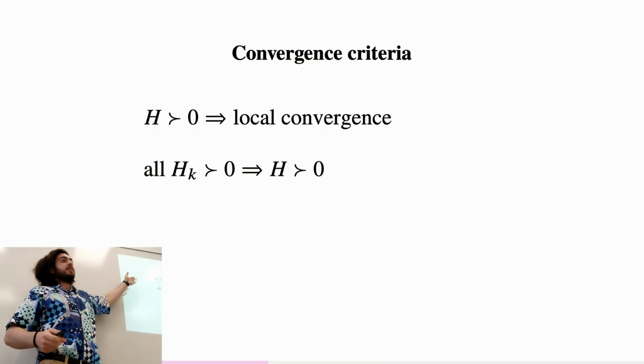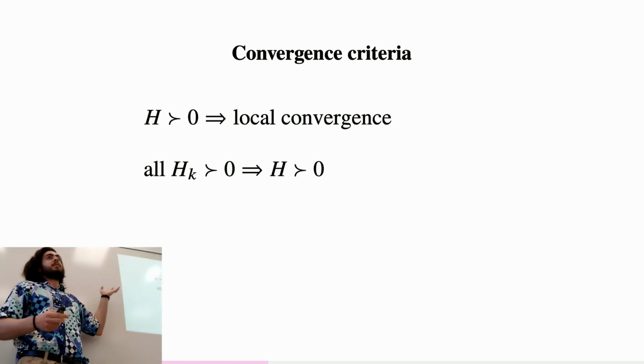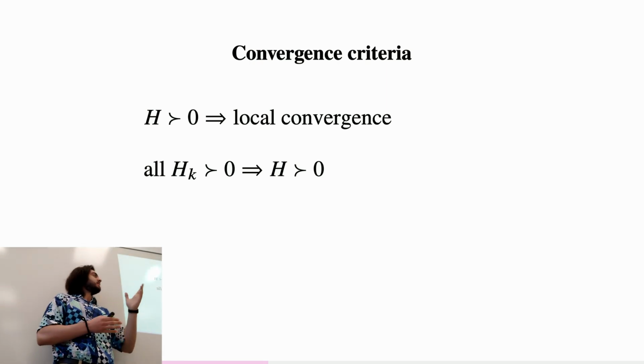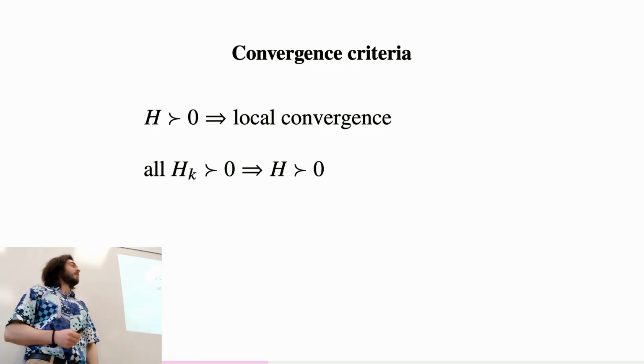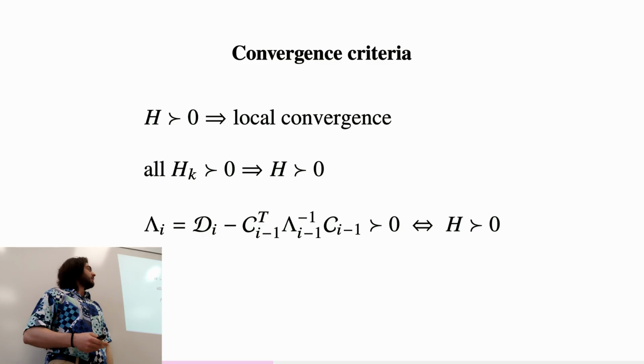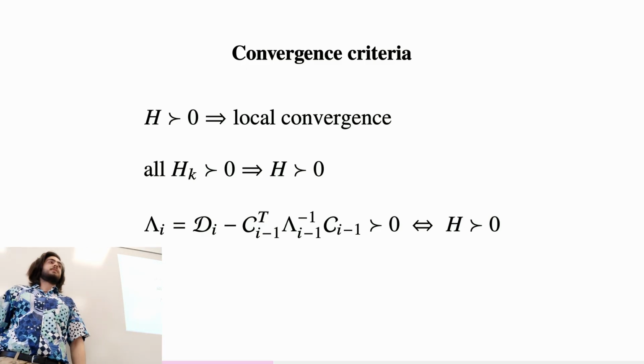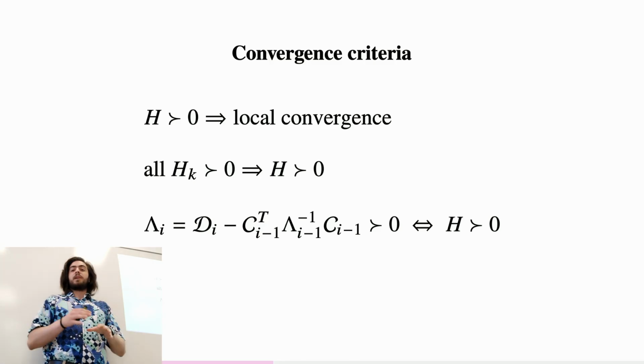And now, this condition is quick to check, it is linear, but it is conservative in the sense that many convergent systems do not necessarily pass this condition. So that's why we have an even better condition, which is that if and only if these recursively defined matrices are positive definite, then the global Hessian is positive definite and we have convergence. That's all we need to know for now for the algorithm.